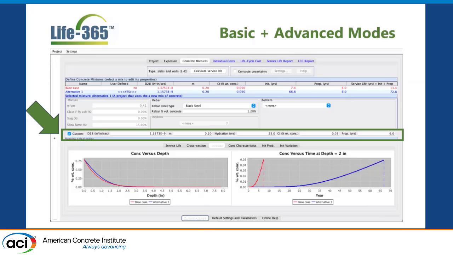But the real superpower of this is this custom, where you can put in your own D28, your own m factor, your own hydration period, your maximum corrosion, your CT, sorry, the corrosion level to initiate corrosion, propagation years. For the last example, for the HP40, this was essential because that one had laboratory data as published by an ACI document that showed what those parameters could be adjusted to represent what this HP mix does. So I'll get to some of that here in a second.